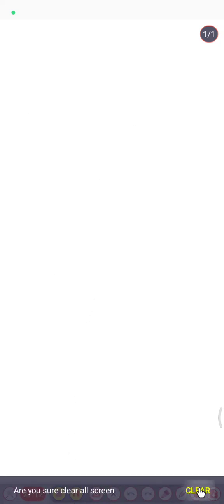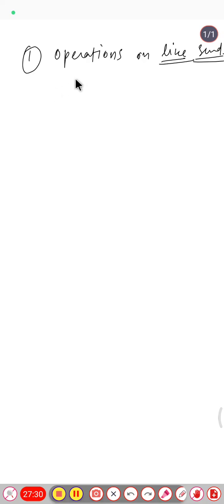Now we'll see our next topic, which is the operation on like surds. As we know, for like surds, both the surds should have the square root, and inside that, the radicand should be equal. So for example, we are going to learn first about the addition of surds.